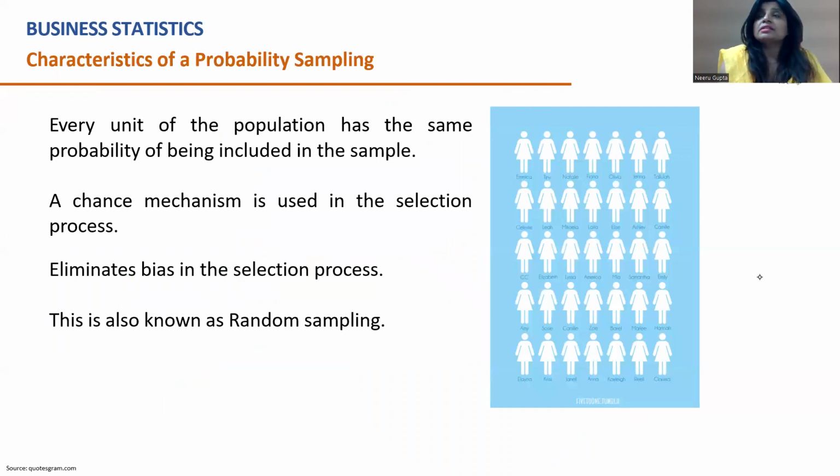Now, what are the characteristics of probability sampling? Every unit of the population has the same probability of being included in the sample. Means to say, whatever the number of the population, each member of the population has an equal chance of selection. A chance mechanism is used in the selection process. It eliminates the biasness, that is, biasness will not be there. The sample will be selected randomly. That's why this is also called random sampling.